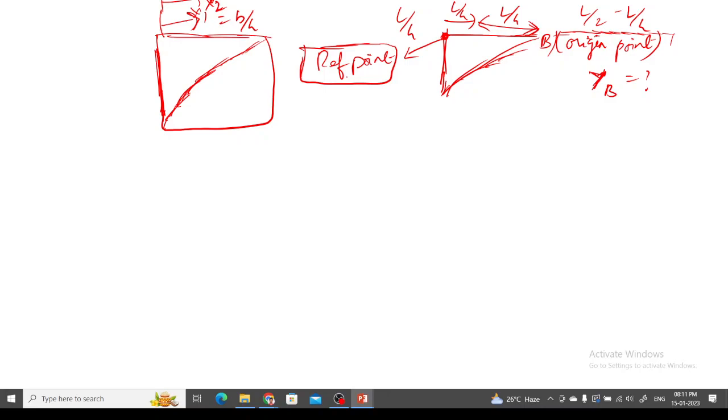For example, you are saying this is the reference point I am having, and this is the origin point I am having. If I have the diagram something like this, here also I have to take only from here, and in this case directly I can write the same formula, b by 4.